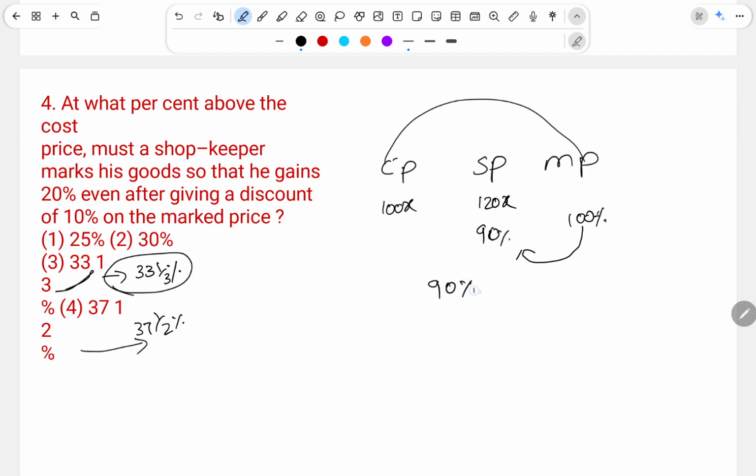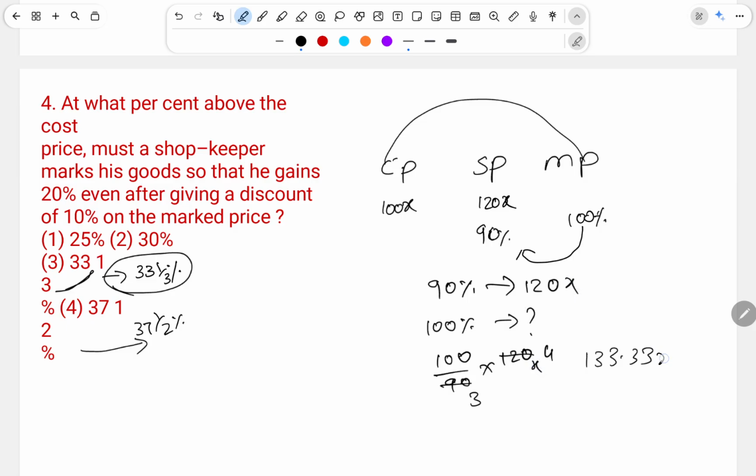If 90% is 120, then 100% will be how much? 100 by 90 into 120, 400 by 3 will be 133.33. On 100x, it is increased by 33.33, so 33 1/3% is our answer.